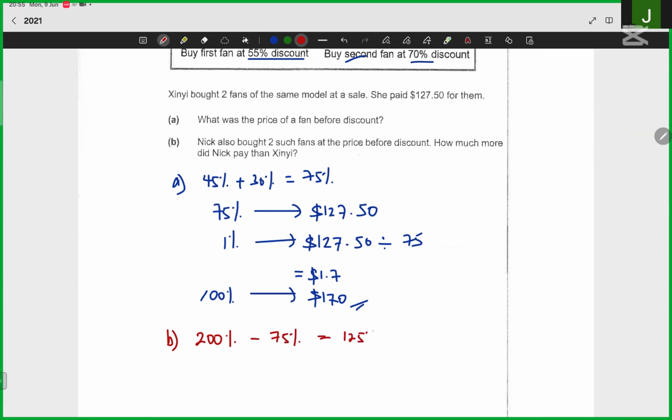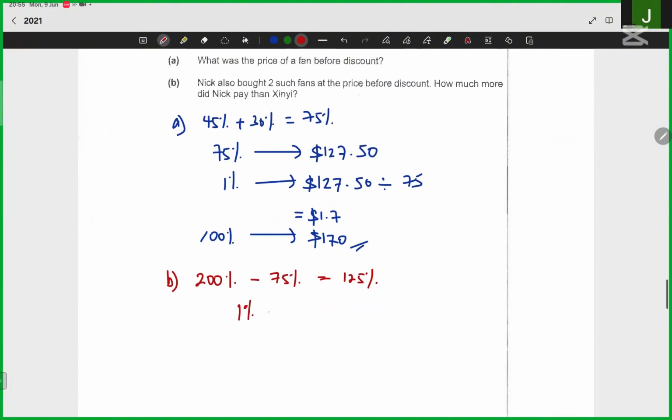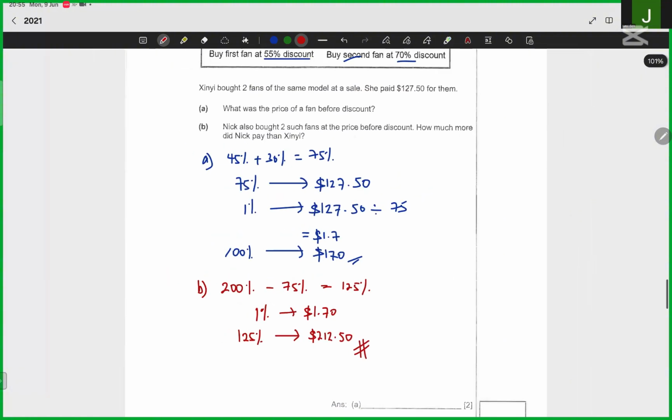So Nick paid 125% more. But 1% is still $1.70. So 125% is 1.7 times 125, right? So 212.5. Okay, remember money must have 2 decimal places. Okay, that is all. Part B.